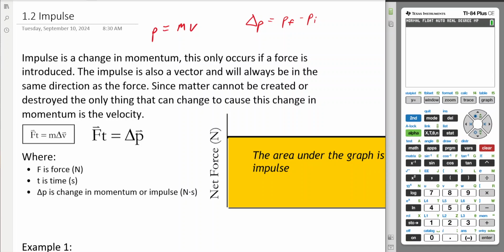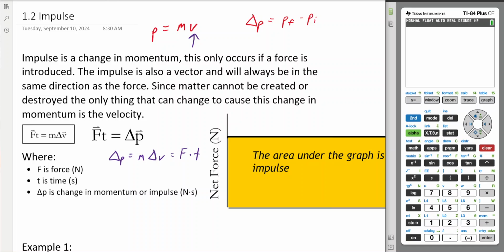So yeah, since matter cannot be created or destroyed, the only thing that can change to make the momentum change is the velocity. So if you look at this formula here, the velocity has to be changing. So what we sometimes will write is delta P equals m delta V. Okay, or there's also one more interesting one, which is coming from right there, force times time.